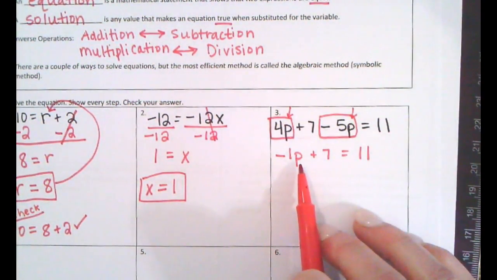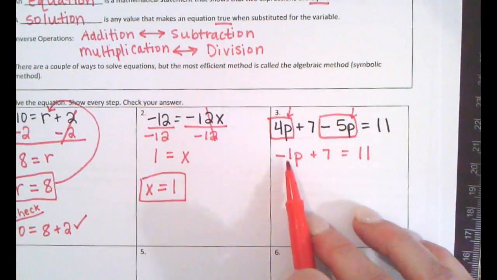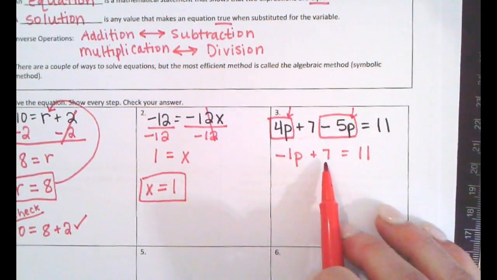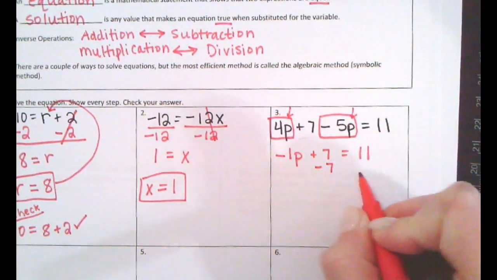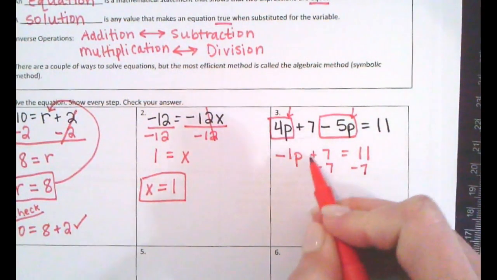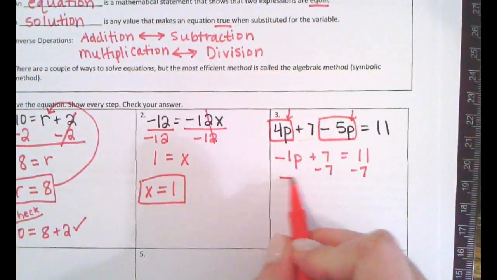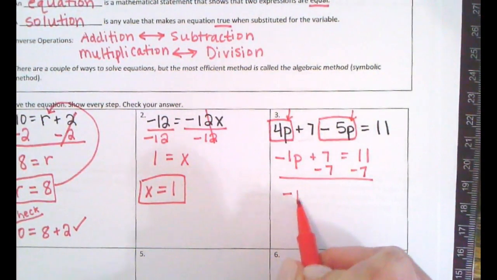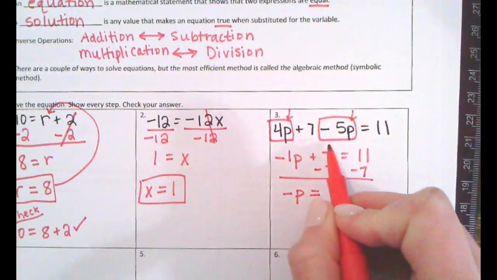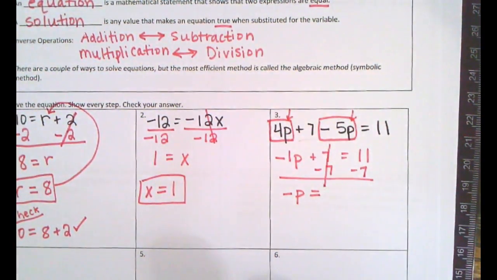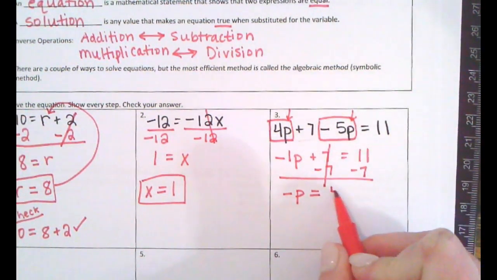Next, getting p by itself, I only have it in one spot. So the first thing I'm going to do is subtract 7 from both sides, because we do addition and subtraction first. That's why I listed that as our first inverse operation. I'm just going to write this as negative p equals, this will cancel, and I have 11 minus 7 equals 4.